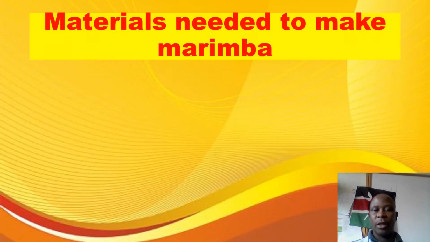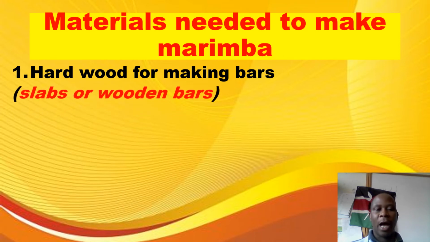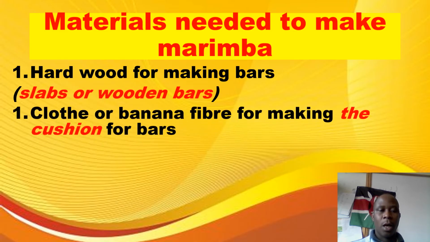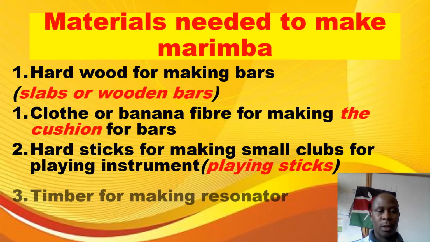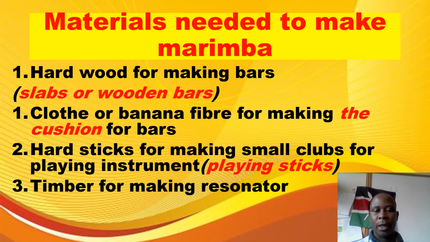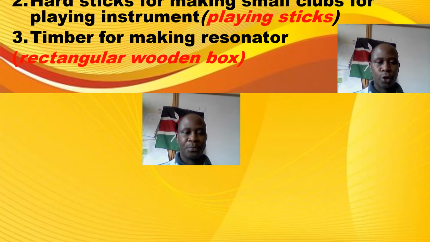The materials needed to make marimba are hard wood for making bars or slabs, cloth or banana fiber for making the cushion for the bars, then a hard stick for making the small club or playing stick, then timber for making the resonator, which is a rectangular wooden box.